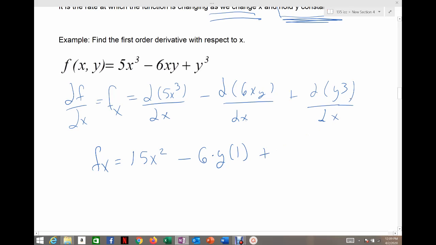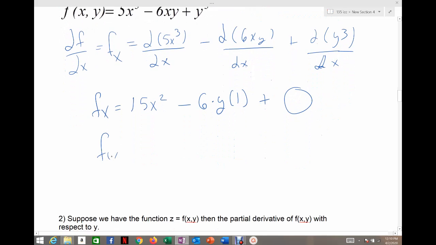All right, then the derivative of y cubed with respect to x, so the derivative of the y cubed part with respect to x. Well, y cubed, there are no x parts in it, so the y cubed behaves like a constant, and therefore it zeroes out. There's no change in x. Therefore, there's no change in the y cubed, so the rate of change is 0. That part zeroes out.